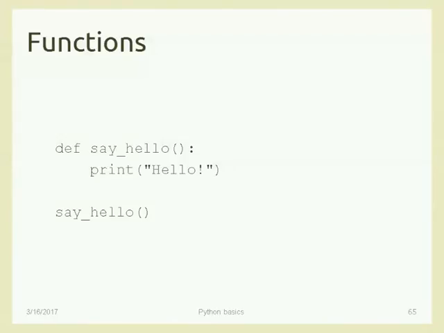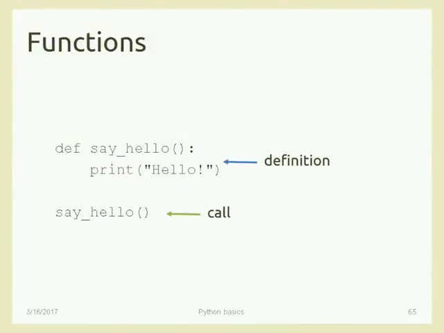The function must be defined before its actual usage. So here we can define a function that is called say hello, that will only perform one operation, that is print hello. And then sometime after, outside the body of the function, we can call this function in this way, say hello, and the output of this will be the printing on the console of the hello string. So the first one is the definition, and the second one is the call of the function in your program.